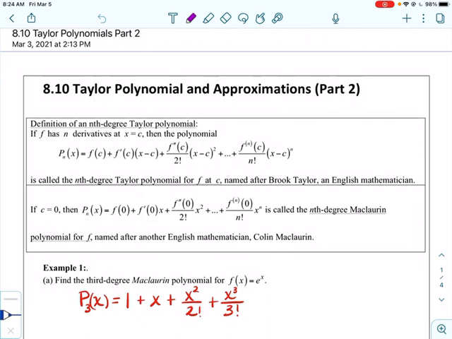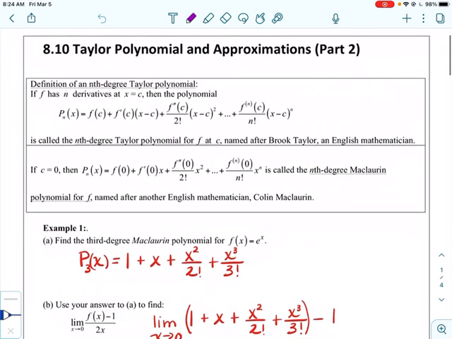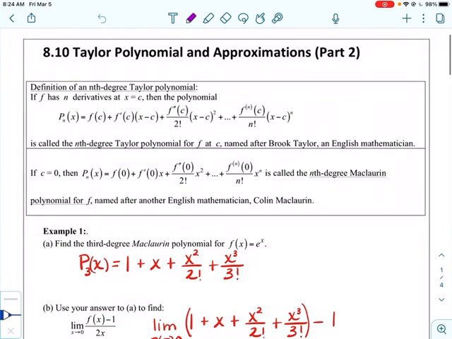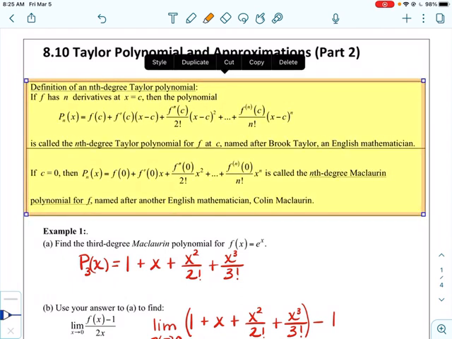So in this section, we're going to do some approximations, and we're going to look at the nth degree Taylor polynomial, where it's centered at c. You have that definition. And then in the box, it's called the nth degree Taylor polynomial for the function f of x at c, and it's named after Brook Taylor, an English mathematician.